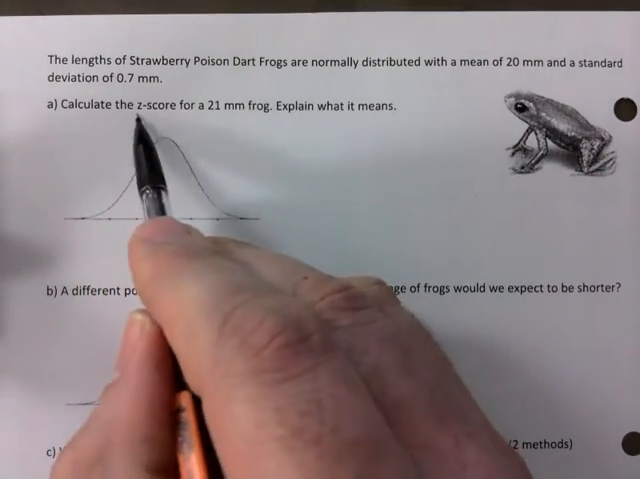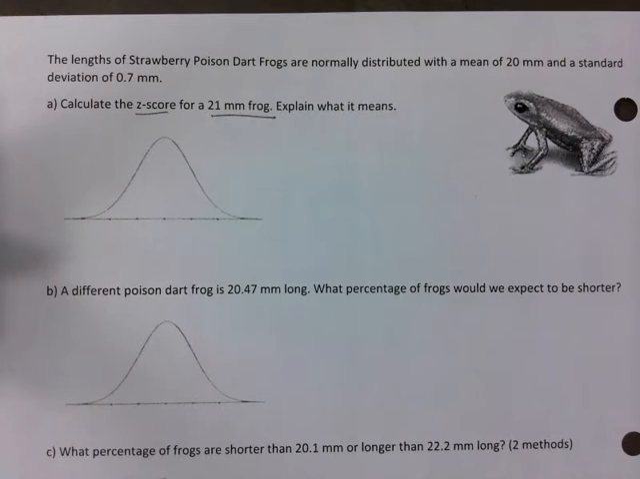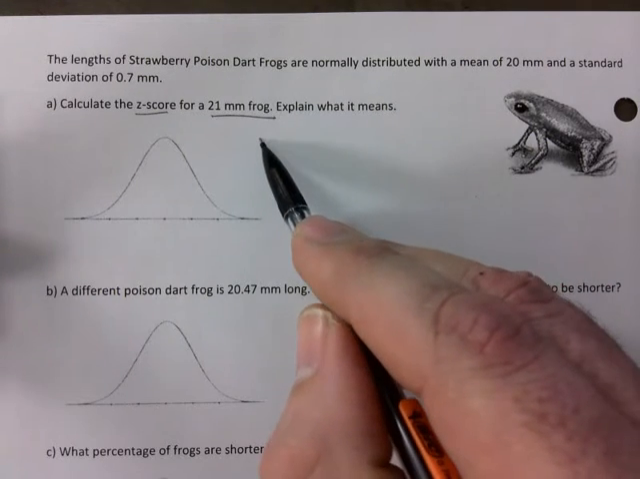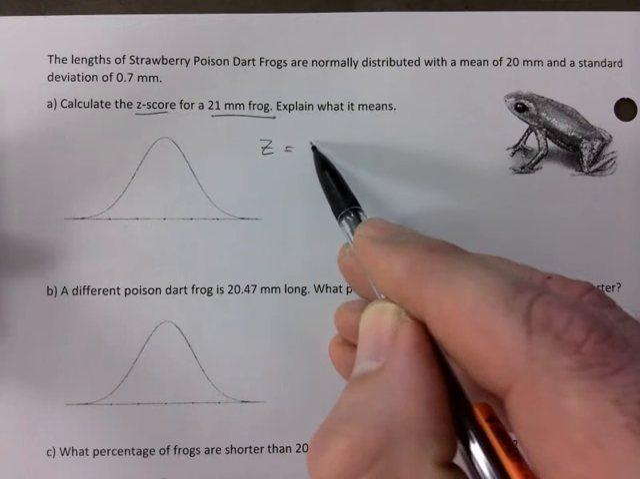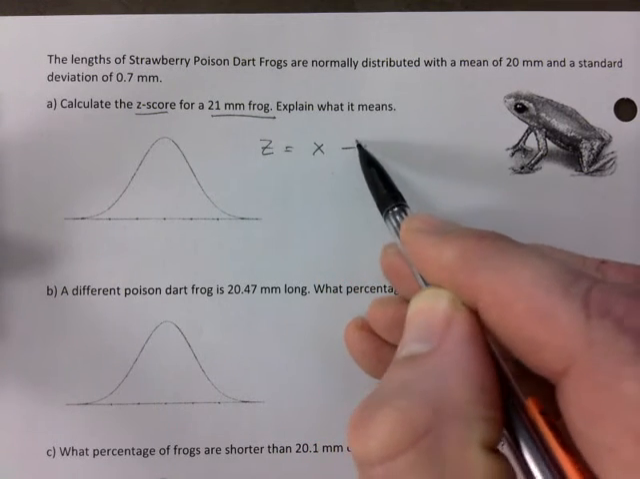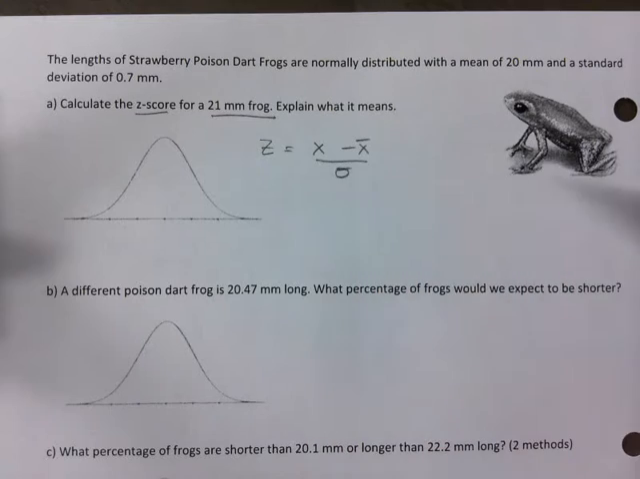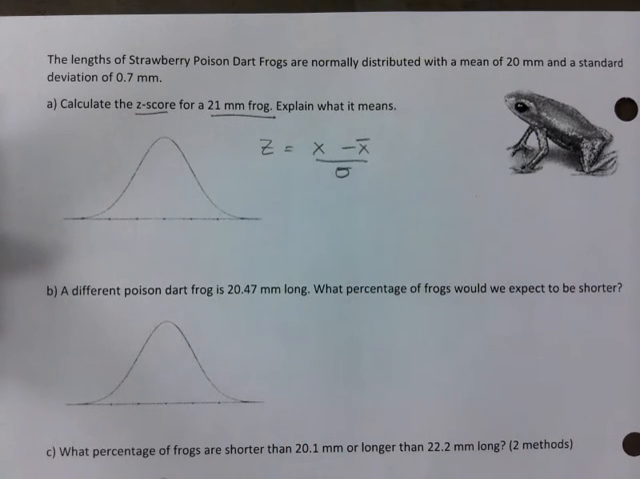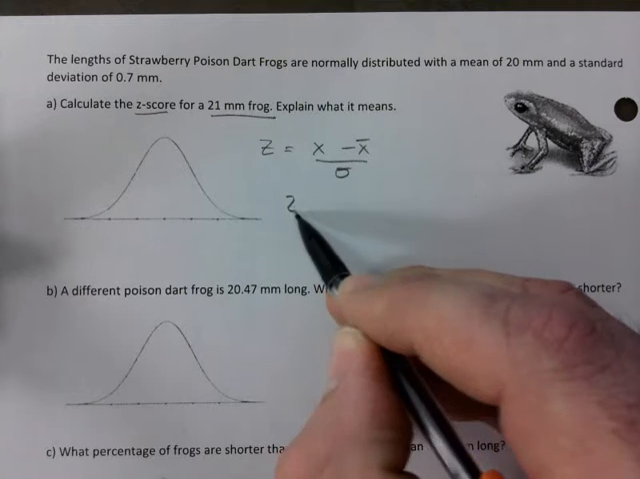Anyways, calculate the z-score for a 21 millimeter frog. Explain what it means. So here we go. Z-score is, yeah, that's what it is, right? That's how you figure it out. You can't use inverse norm. Remember when I showed you using inverse norm? You can't. You don't have percentage, right? You don't know. So you need to use this one.